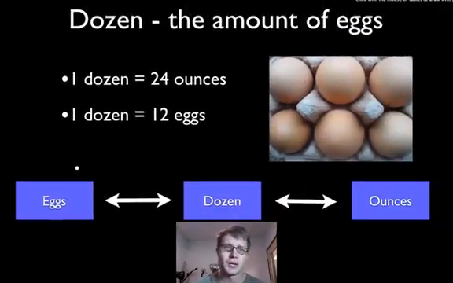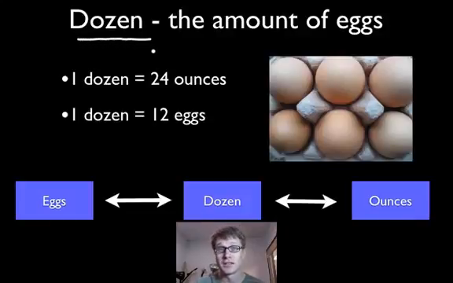Let's start by talking about eggs. A dozen is simply a number of eggs. If you have a dozen eggs, you know that 1 dozen is equal to 12 eggs. When you're dealing with a mole, it's the same way. It's just going to be a number of atoms or particles that you have.